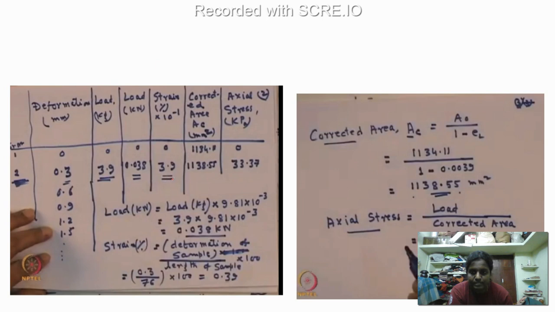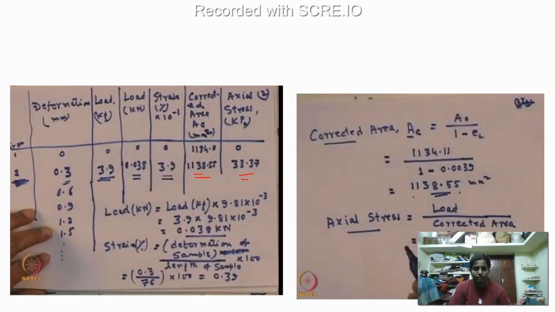Then you are finding the strain, change in length by original length. That will be given by your deformation, which is your change in length divided by original length. Then you are finding out the corrected area and your stress.